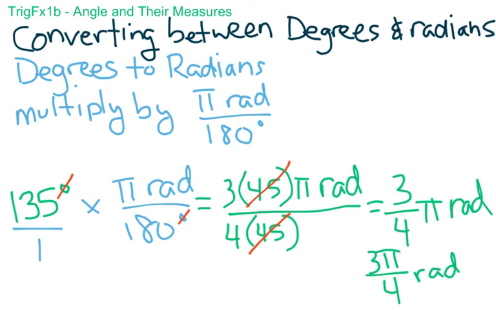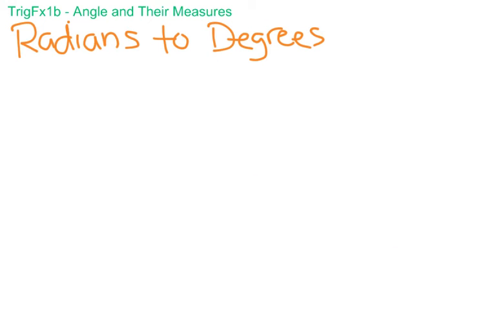But what does that really mean? That means that when we wrap a radius around the circumference of a circle, we can wrap 3/4 pi of them. In other words, pi is approximately 3, so 3 times 3 is 9, a little bit more than that. And 9 divided by 4 is 2 1/4. So I could wrap 2 1/4 radii around the circumference of the circle. And that angle that's represented in that will be the measure. So that's converting degrees to radians, so let's go the other way around.